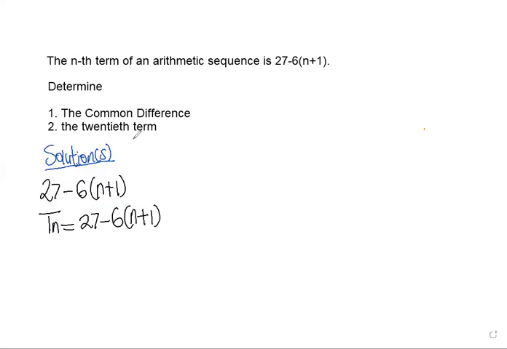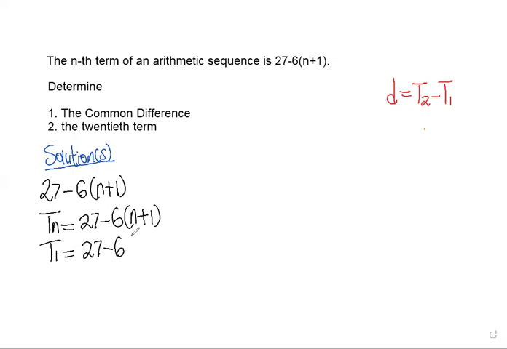And then, to find the common difference, remember we get it by taking the difference from T2 minus T1. But we must first find the first term, which is T1, as well as the second term, which is T2, in order for us to find the common difference. So in the place of n, we're going to put 1 so that we can get our first term. So it will be T1 equals what?